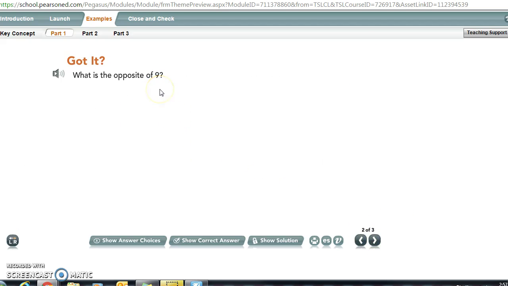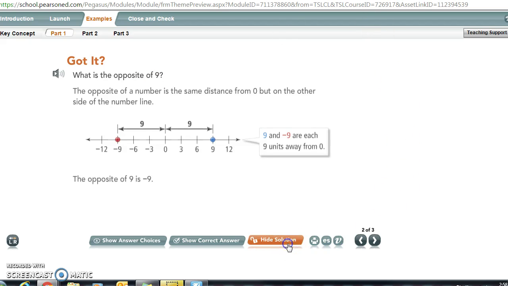What is the opposite of 9? Before I say the answer, go ahead and freeze, pause the screen, and write your answer on the got it in your notes. The opposite of 9. Well, 9 is 9 spots away on the number line. So if I'm starting at 0, 9 is 9 spots away, going to the right. So if I go 9 spots to the left, the opposite of 9 is -9.